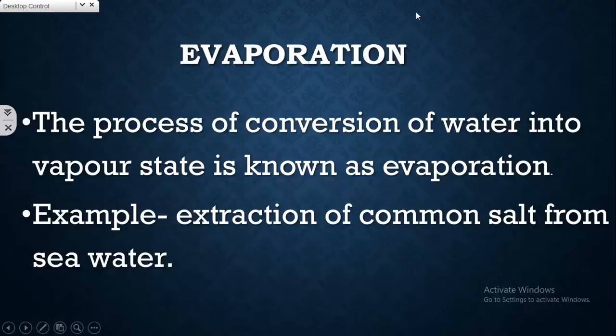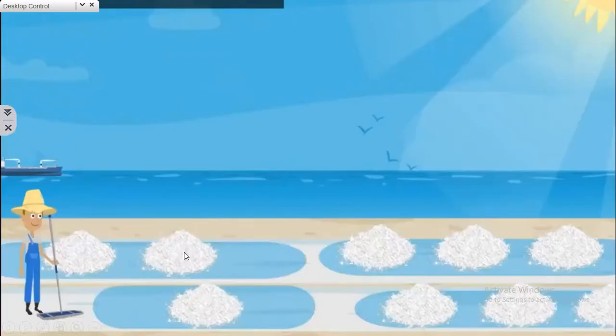So far you have seen the techniques used to remove insoluble components present in a mixture. And this method, evaporation, is used to remove or separate soluble components present in the mixture. You all know very well evaporation is the conversion of water into vapor state. For example, the same technique is used to extract common salt from seawater.